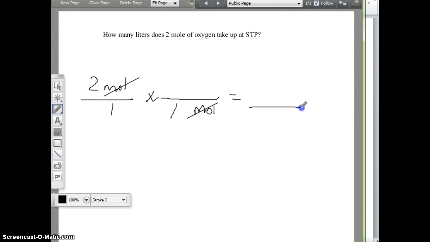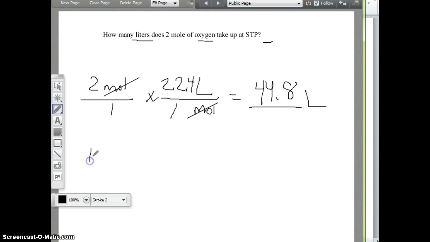And what do I want my final unit to be? Well, I'm trying to find liters. Okay, so what's my equivalence of moles to liters for gases? So there are 22.4 liters in every mole. I multiply 2 times 22.4 and I simply get 44.8 liters is how much space oxygen will take up at STP.